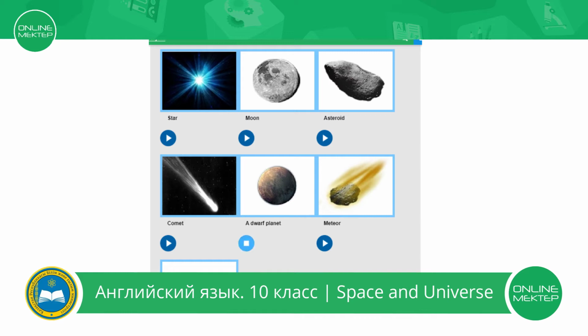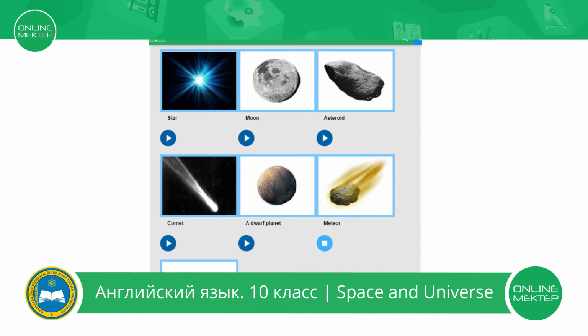A dwarf planet is an object which is larger than an asteroid and smaller than a planet. There are 3 bodies in our solar system that are classified as dwarf planets: Pluto, Eris, and Ceres.